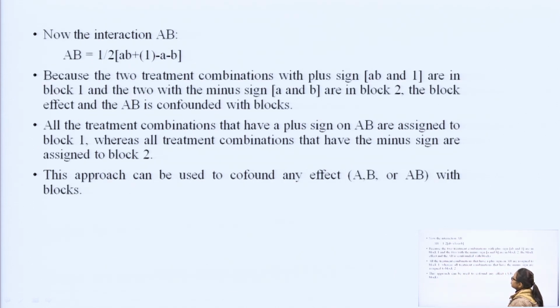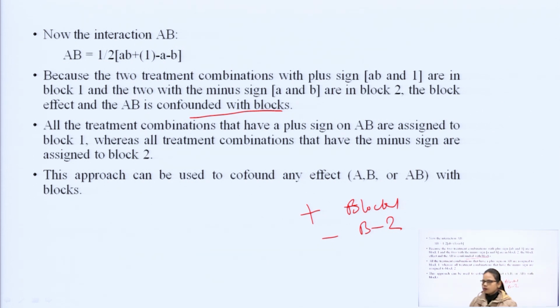Now, the interaction AB: the 2 treatment combinations with plus sign on AB, ab and (1), are in block 1 and the 2 with the minus sign, a and b, are in block 2. The block effect and AB are confounded with blocks. All the treatment combinations that have a plus sign on AB are assigned to block 1. It means plus sign is assigned to block 1 and minus sign to block 2. This approach can be used to confound any effect with blocks.